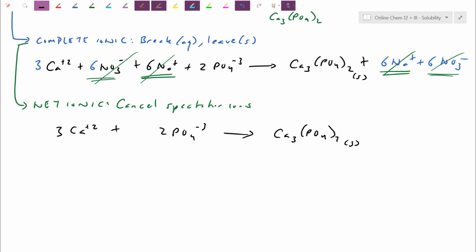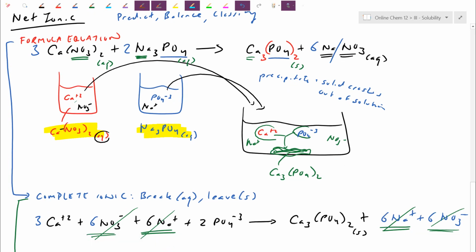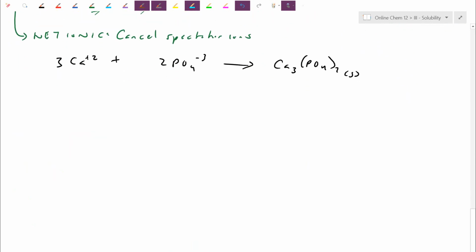Again, for simplicity, a properly worded question should have the left-hand side all aqueous. The right-hand side could be anything. It could be both aqueous. In this case, it's one precipitate. It could even be two precipitates, right? So let me pull out one more question for you to practice here.